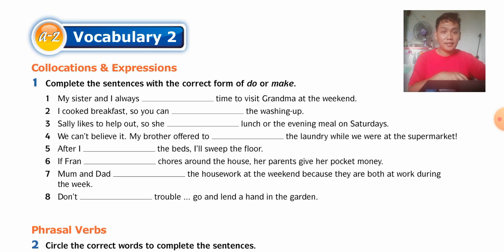Alright, the answer is make. My sister and I always make time to visit grandma at the weekend. Why? Because in this sentence, make actually refers to making yourself free. You clear your own schedule because you want to make that time specifically to visit grandma at the weekend. So for number 2, 3, 4, 5, 6, 7, and 8, you try to answer the questions on your own. I hope that's easy.